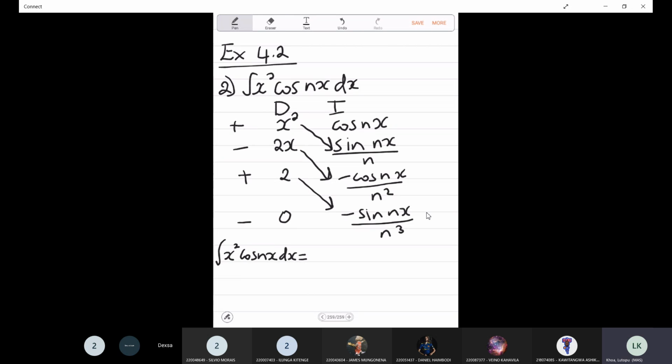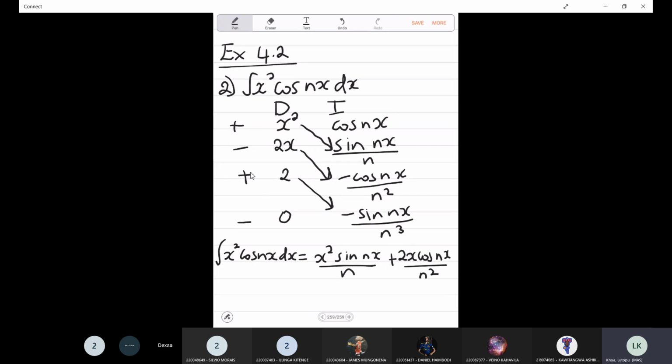This is equal to x squared sine nx over n. Then the next term is negative, so it's negative 2x times negative. So negative and negative, this gives me a positive. So I have positive 2x cos nx over n squared.